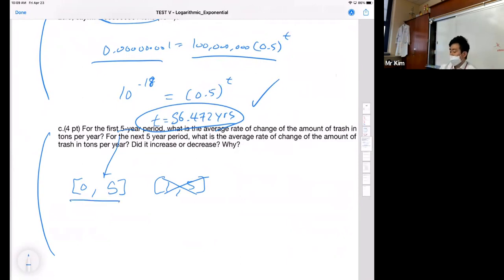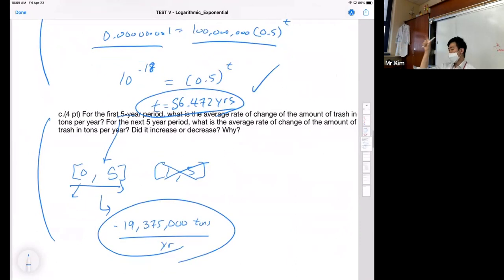So 0 to 5, if you find out the slope, this is going to take a lot of effort, but you just have to plug it in, let the calculator do the work. The slope for that was about negative 19,375,000 tons per year. That's the slope. For the very first 5 years, that's how much you are taking care of the trash each year.